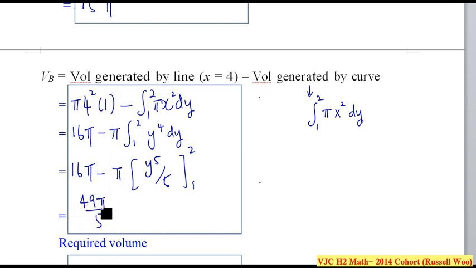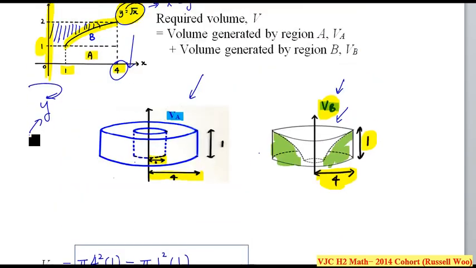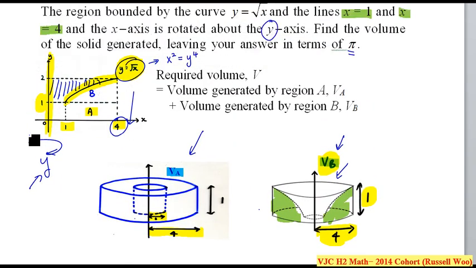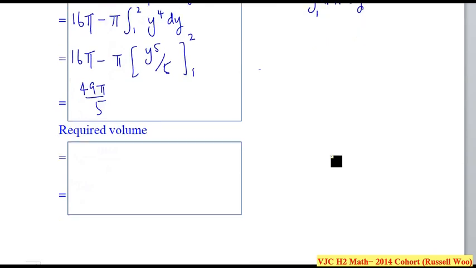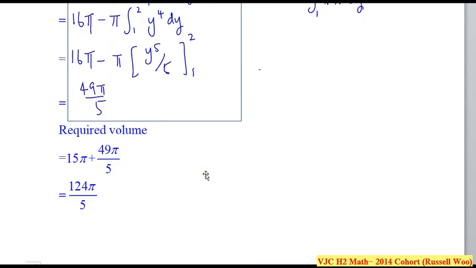So now we found VB. Remember, the entire volume is made up of VA plus VB. So just add the two and we get the answer. Alright, that's example 6.